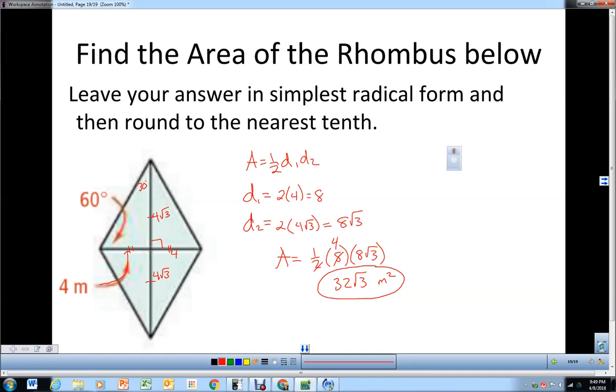So we plug it into our formula. And I take half of 8, which gives me 4. 4 times 8 is 32, and we bring down the radical 3. So we get 32 radical 3 square meters as our area of this rhombus. So this concludes lesson 10.2, area of trapezoids, rhombuses, and kites.